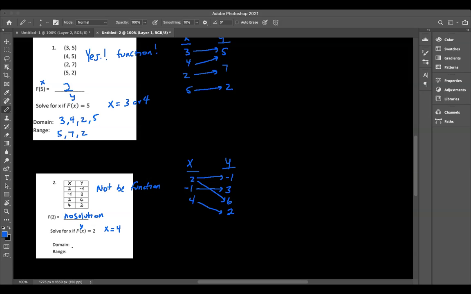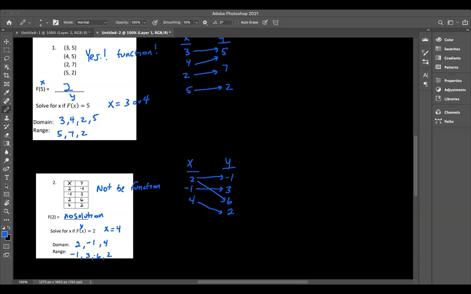So let's look at the domain. Pretty easy. All you have to do is write down all the x values, or the Cheetos in the situation. So that'd be 2, -1, and 4. I didn't write 2 twice because I don't want to overlap myself and write it again. So let's look at the range. Range would be -1, 3, 6, and 2. And that would be the answers to those questions.